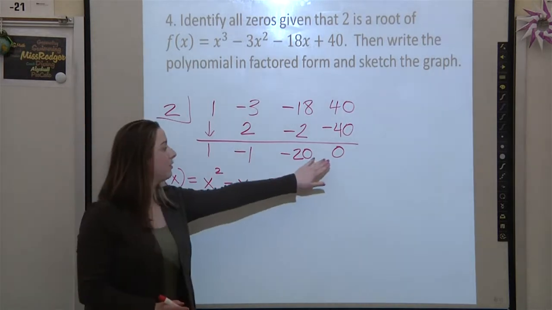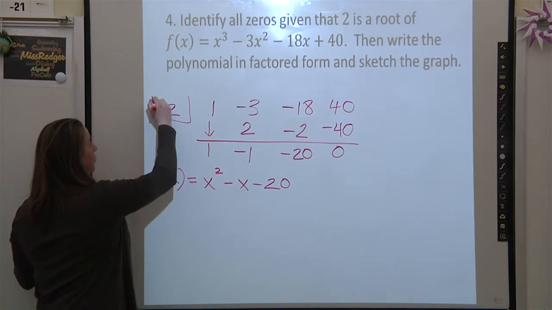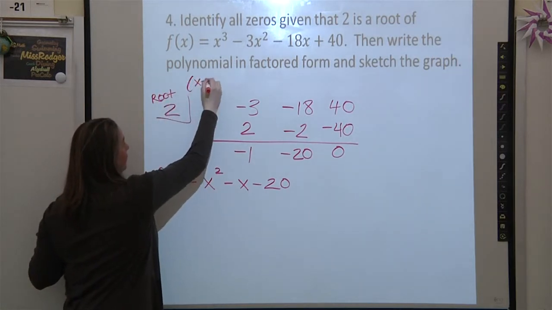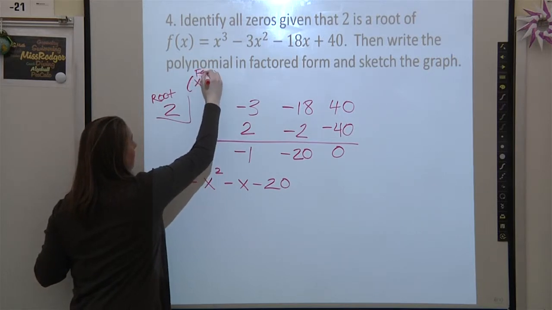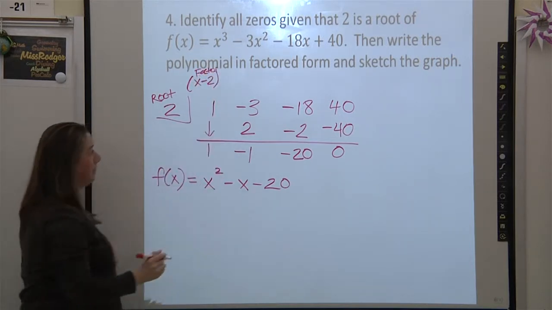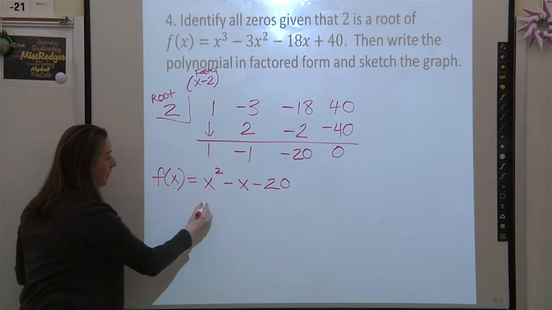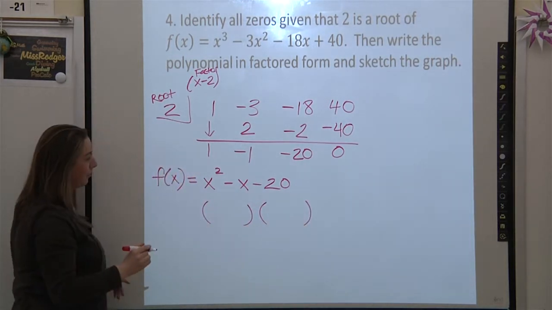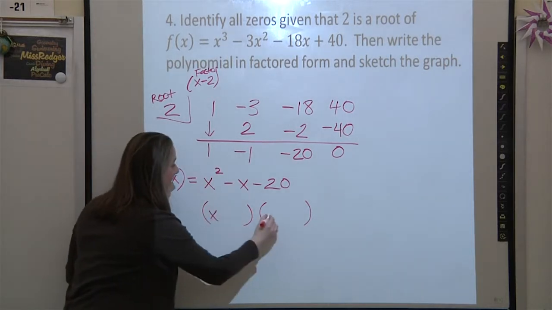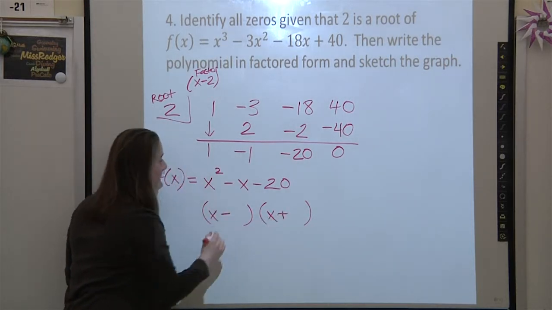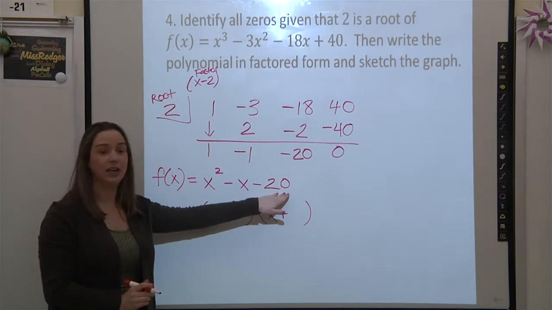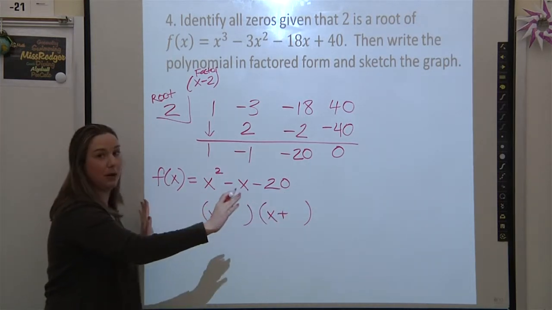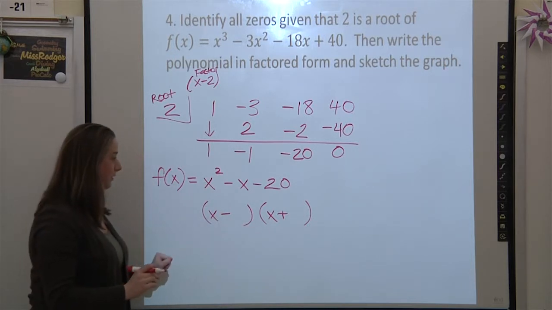So because we got a remainder of 0, that's going to mean that 2 is in fact a root, and that's going to mean x minus 2 is a factor. That's what that means. So now I want to try and factor this. And hopefully it will factor. So I'm going to have an x and an x, a plus and a minus. And I say to myself, what times what's 20? That hopefully will give me a negative 1 when I think about multiplying the 2 binomials together.